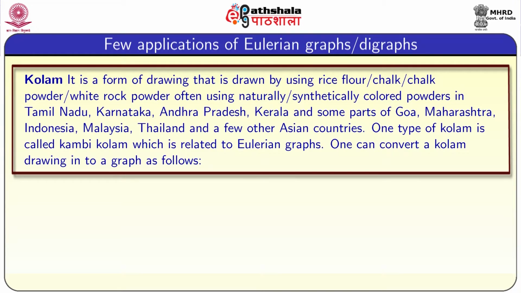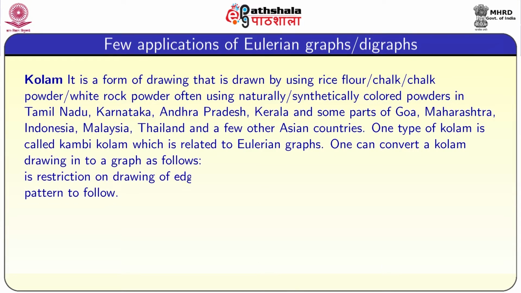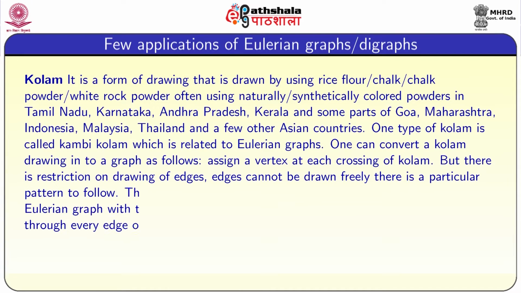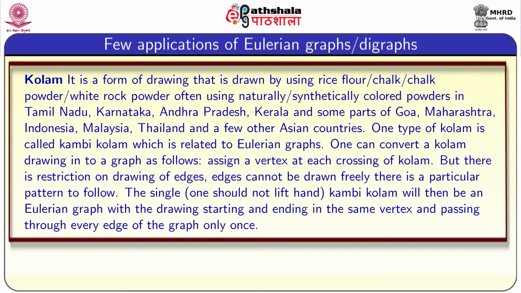One type of kolam is called Kambi kolam, which is related to Eulerian graphs. One can convert a kolam drawing into a graph as follows. Assign a vertex at each crossing of a kolam, but there is a restriction on the drawing of edges. Edges cannot be drawn freely, there is a particular pattern to follow. The single Kambi kolam will then be an Eulerian graph, with the drawing starting and ending at the same vertex and passing through every edge of the graph only once.